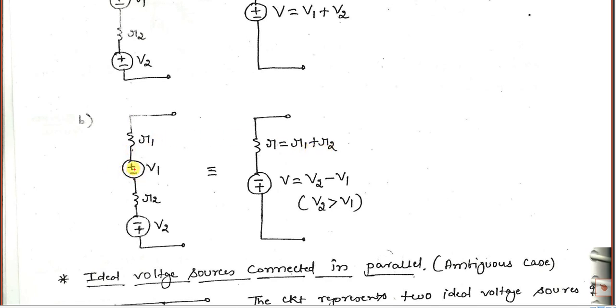No change in the net resistance, it is equal to R1 plus R2. But for voltage values, this is plus minus, this is minus plus, so we have to take the difference. Suppose V2 is greater, you have to write minus here, plus here, and you write V2 minus V1. For example, V1 is 2, V2 is 5. You retain V2 polarity and write 5 minus 2 is 3 volts, minus here, plus here, 3 volts. Suppose V1 is greater, you have to retain V1 polarities.